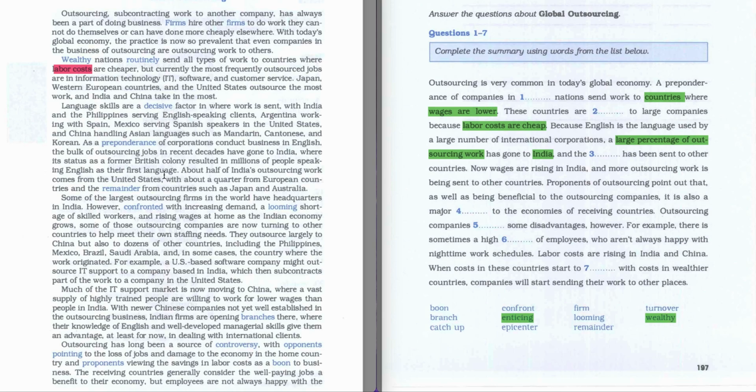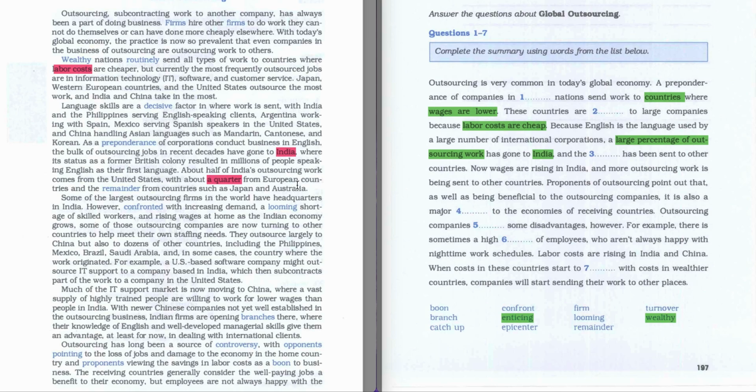Here they were just saying about outsourcing jobs and about India. Here a lot of people speak English as their first language, and they were saying about a quarter, which is basically they just superseded. They were just basically using, instead of the large percentage of outsourcing work, a quarter.